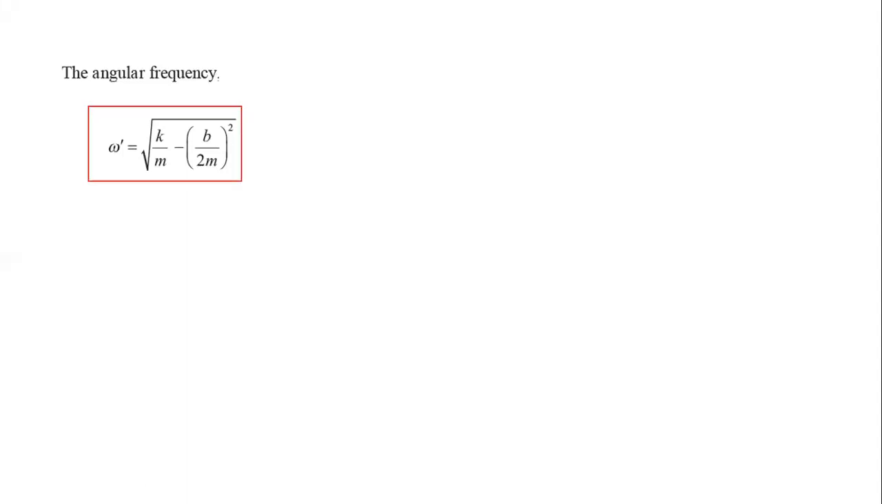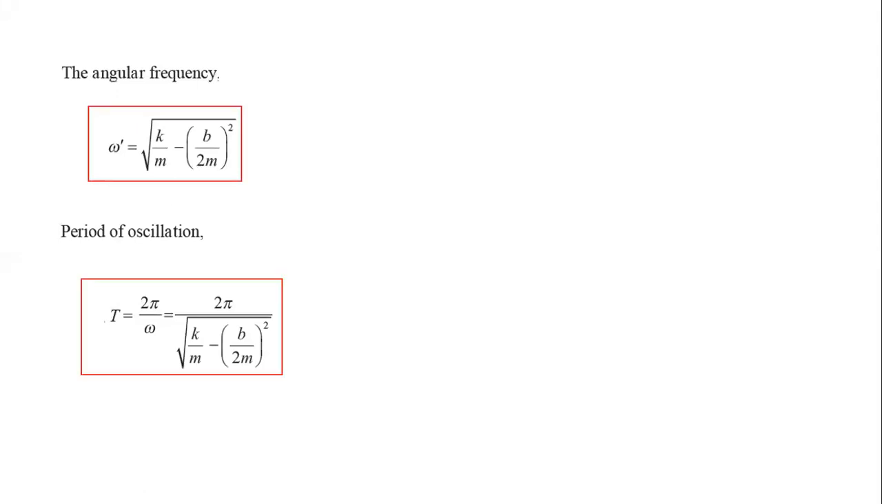In a similar manner, we can write the period. You know that T is equal to 2 pi by omega. We only substitute omega, then we get the formula of period.